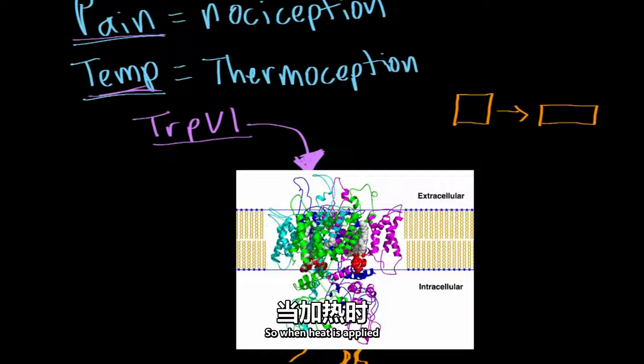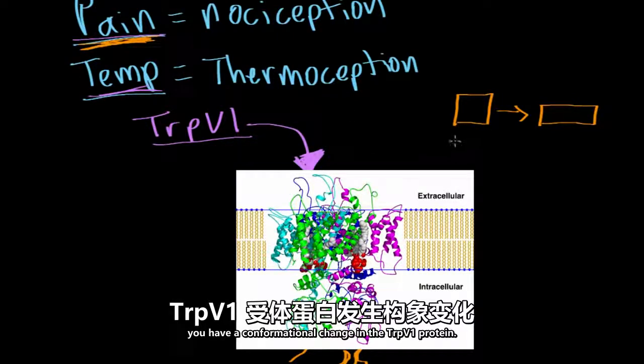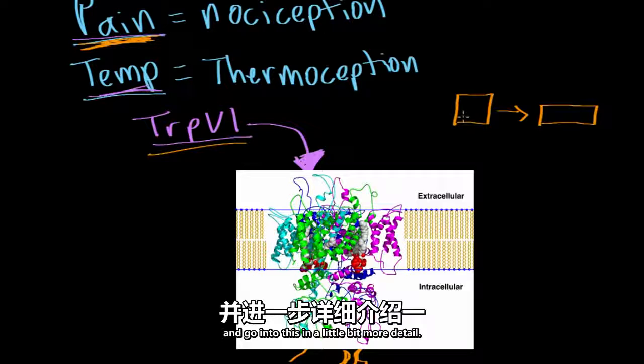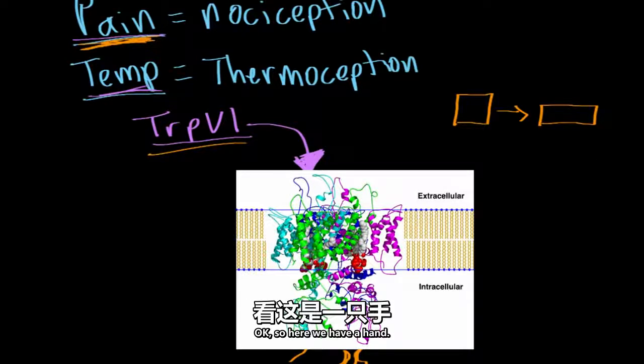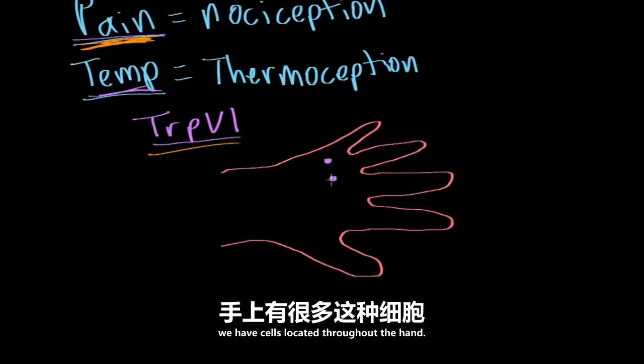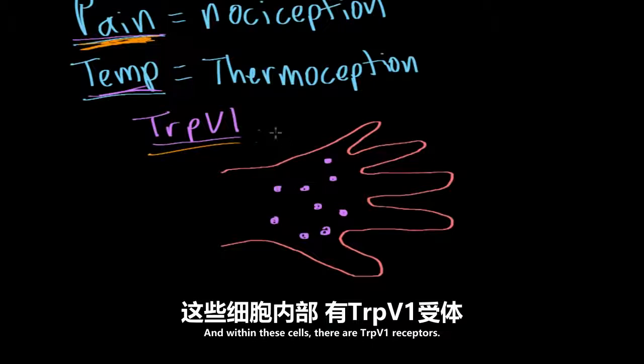So this is the general idea behind a conformational change. So when heat is applied, and also when pain is applied via a particular molecule, you have a conformational change in this TRPV1 protein. So let's look at a diagram of a hand and go into this in a little bit more detail. Okay, so here we have a hand. And as I mentioned before, we have cells located throughout the hand, and these cells are sensitive to temperature and to pain. And within these cells, there are TRPV1 receptors.